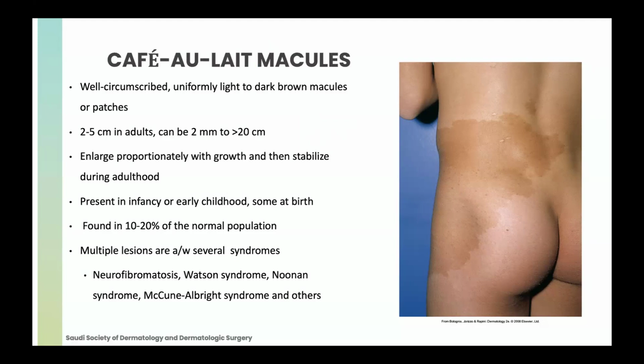It can present with many different conditions, of course, and it usually presents in infancy and early childhood. It's normal in about 10 to 20% of the population, but whenever we see it a lot and in different areas in the body with specific other things, we think about neurofibromatosis, Watson syndrome, Noonan syndrome, McCune-Albright, and others as well. There are many conditions, but I only included these.